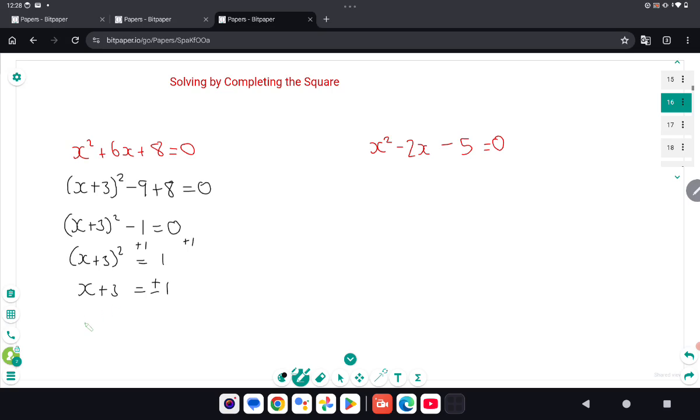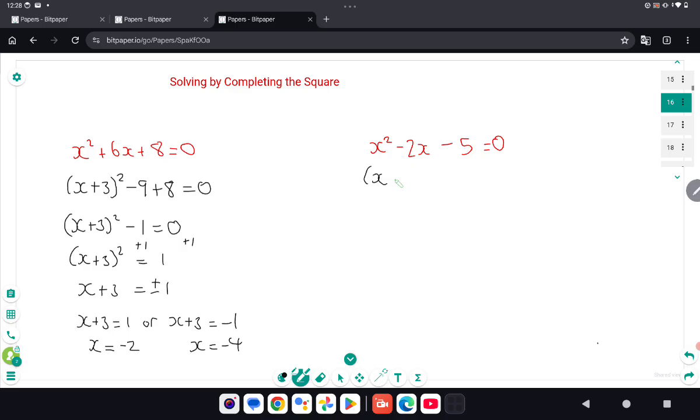Okay, so we've got either x plus 3 equals positive 1, or x plus 3 equals negative 1. So let's just make x the subject now by taking 3 off both sides. So we could have x is equal to negative 2, or x is equal to negative 4. Now let's just look at this next one then. Same idea, but our answer will look slightly different.